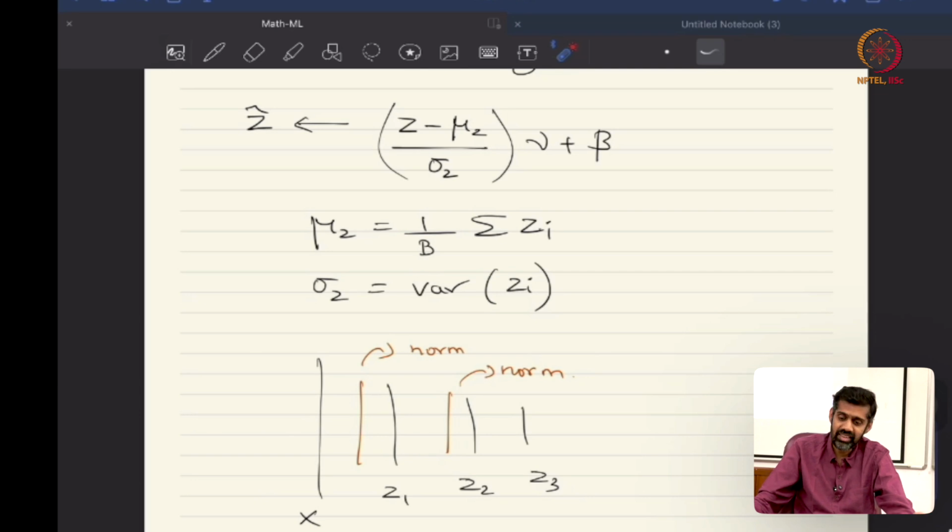And by the way, I said that these z's, right, they are called embeddings. Representations are also called features. Different people use different terminologies for it. Is that all right?